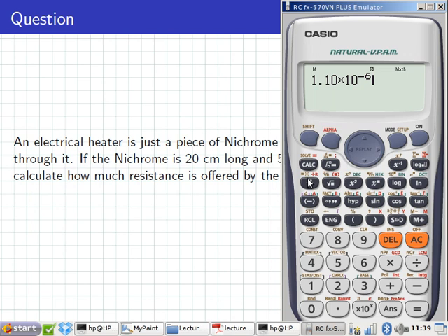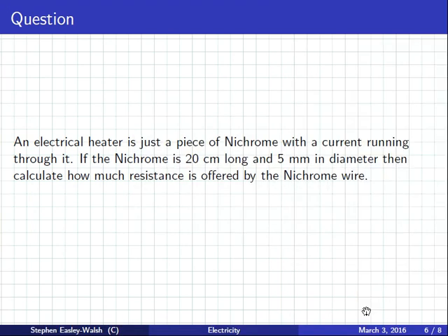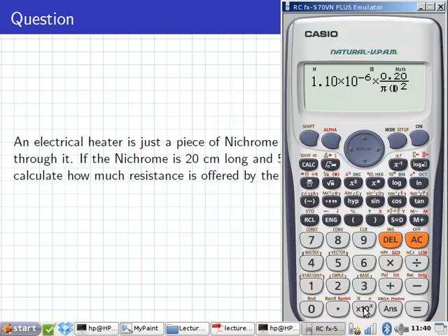And then we have it times the fraction. So on the top is the length. What's the length? 20 by 10 to the power of -2. Good. And then on the bottom we have the area, which is pi r squared. Now what's the r here? Be careful. 2.5 millimeters. So we'll do 2.5 times 10 to the power of minus 3 because it's millimeters.